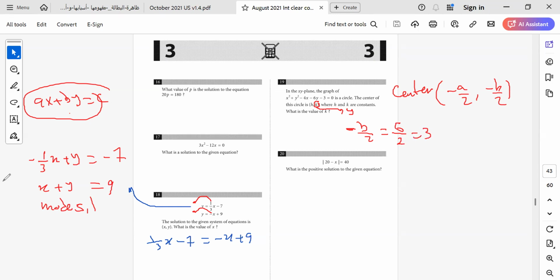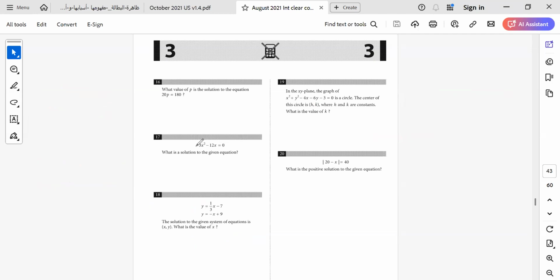Again, I give you an equation, a rule to find the center, and a rule to find the radius. To find the center is negative a over 2, negative b over 2. You need the entire center, Mustafa? You need x and y? No. You need y only, k only. So you need negative b over 2. Where is b? B is the coefficient of y. Negative 6, so negative of negative is positive. The answer is 3.